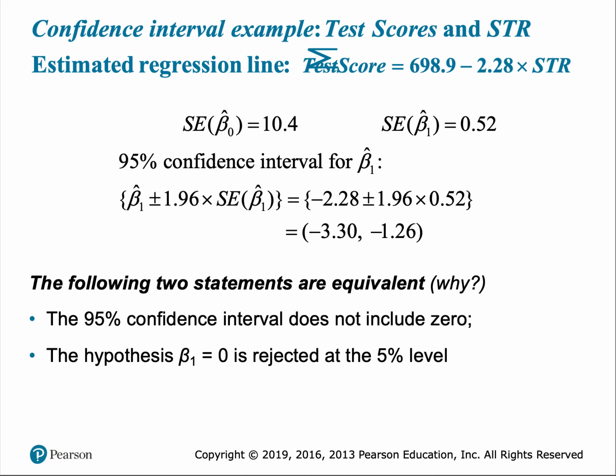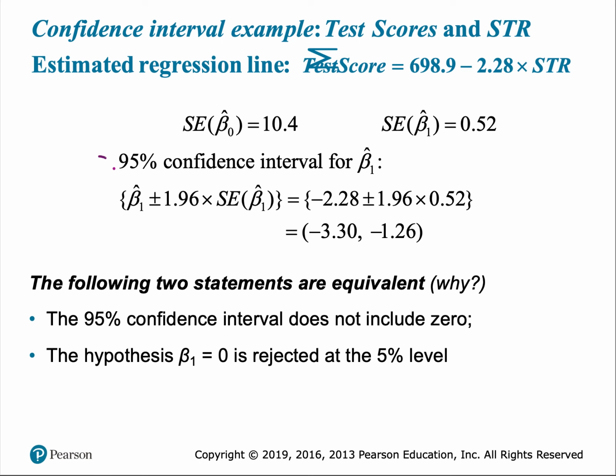Let's see an example about constructing a confidence interval using our test scores and student to teacher ratio. We've seen this regression line: test score is equal to 698.9 minus 2.28 times the student to teacher ratio. The standard error of the intercept is 10.4. The standard error of the slope is 0.52.